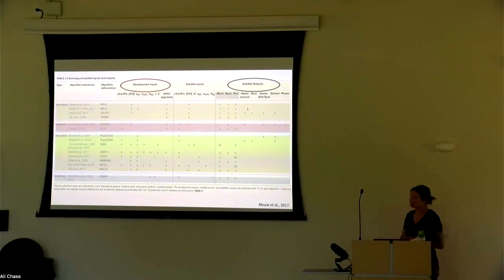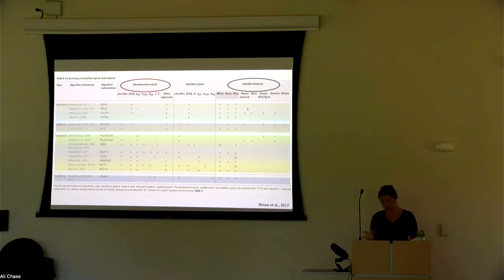This is a review by Mao et al. in 2017. It's now becoming out of date because there's been work done since then, but it still has some nice overview information on phytoplankton community composition, phytoplankton groups, as they refer to approaches from satellite.